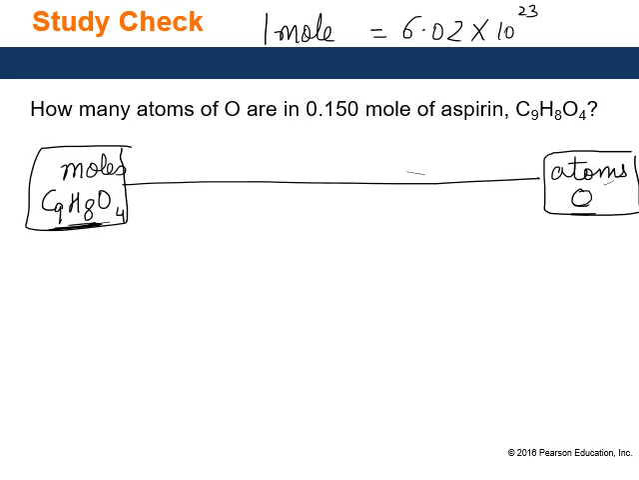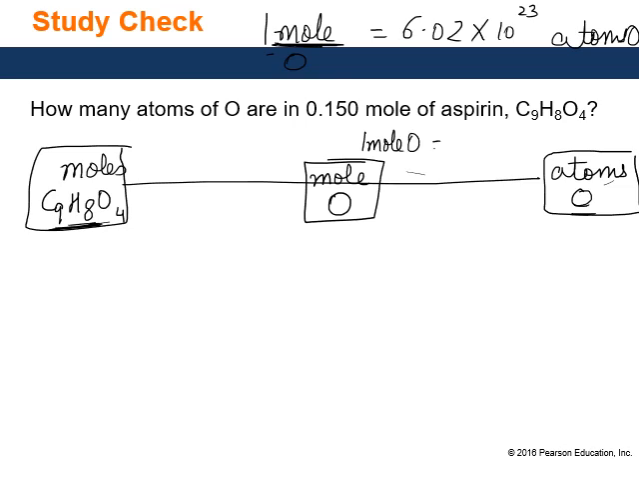So if I want number of atoms, what should be my other unit relating it? That should be moles. So if I want atoms of oxygen, I need moles of oxygen, which means I need one midpoint here. First, I'll have to find moles of oxygen. When I have that, I can convert it to atoms of oxygen. Now, is this relationship known? This is 1 mole of oxygen has 6.02 times 10 raised to power 23 atoms of oxygen.